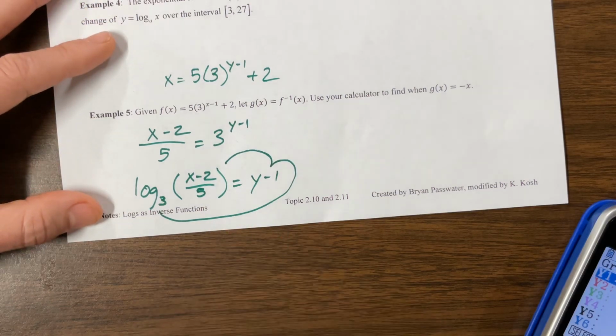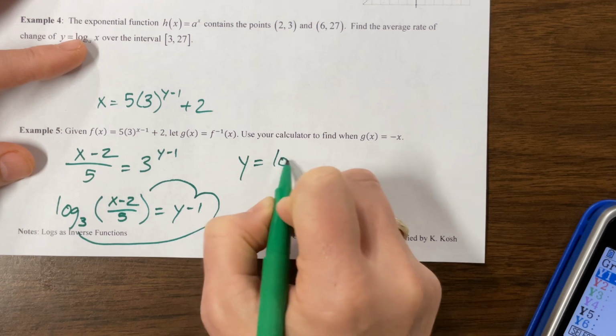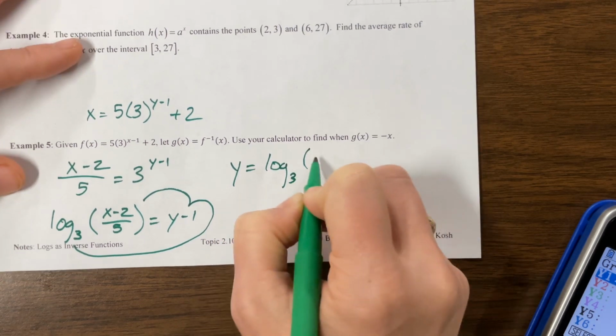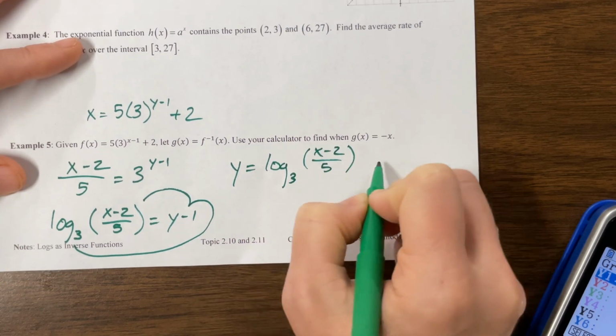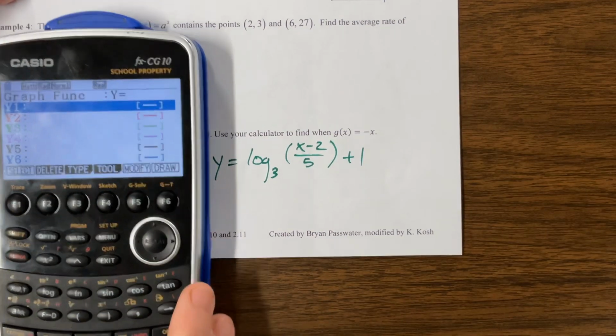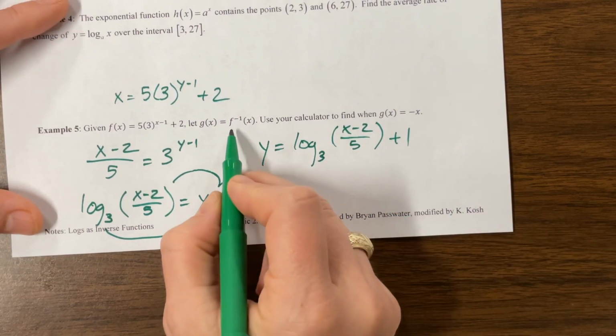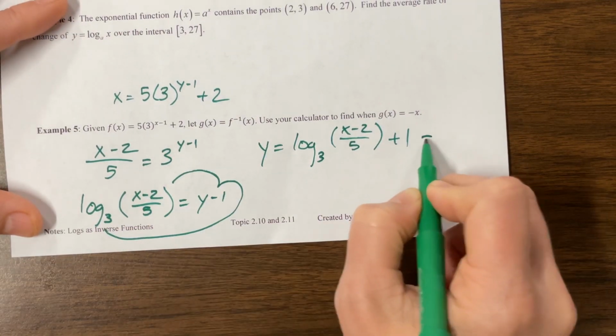However, we haven't quite solved for y. So we would say y is equal to log base 3 of x minus 2 over 5, plus 1. Now I need to know where that equals negative x. Because I said y, but I should have said f to the negative 1 of x, or I should have said this is equal to g of x.